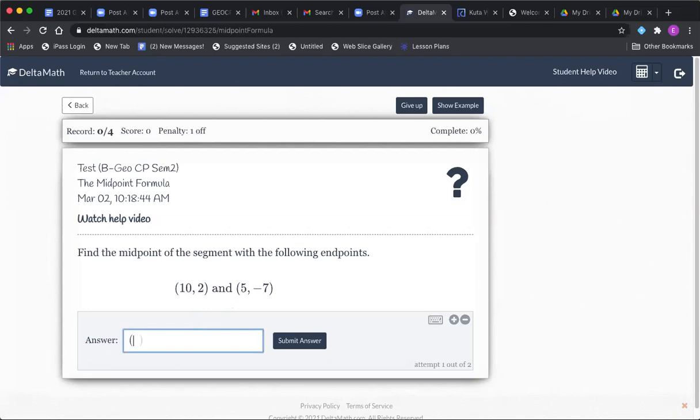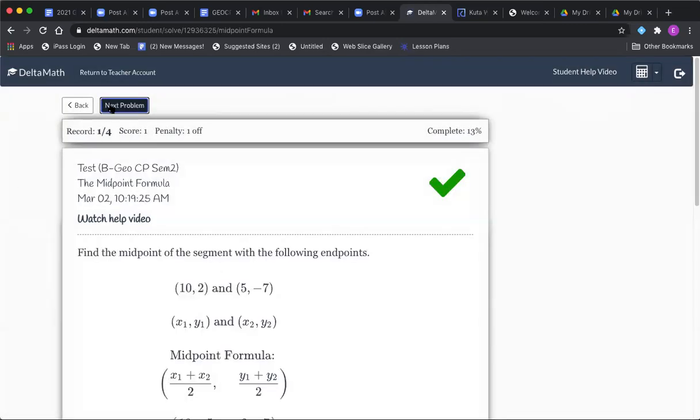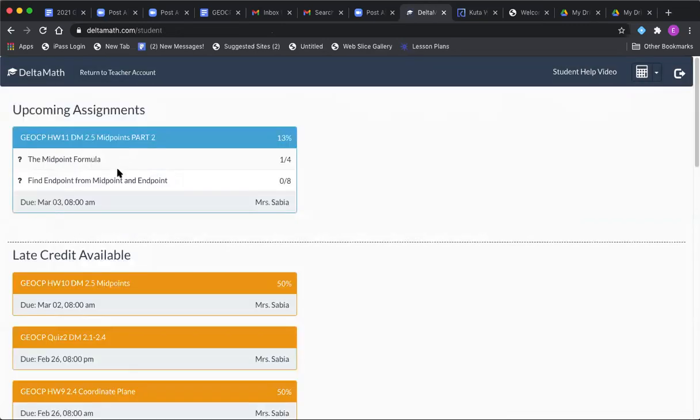So that's 15 divided by 2 is 7.5. And then let's see, 2 plus -7 is -5. Take half of that, -2.5. Don't forget to always put your answer in parentheses. And that looks good. Now, when you get to the second section here, find the endpoint from the midpoint.